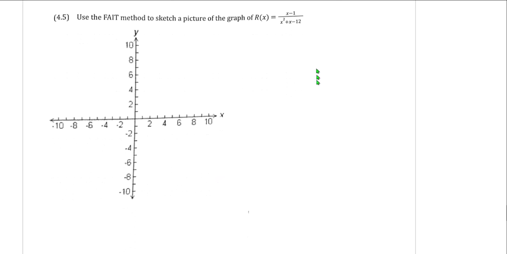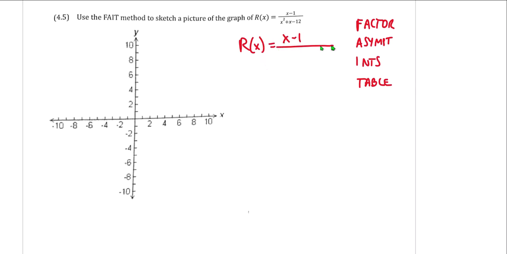And then finally, oh my goodness, the FATE method. What is FATE? We need to factor. We need to identify the asymptotes. We need to identify the intercepts. And then we need to do a table of values. We kind of did this on a previous example or two. So what does that mean here? That means, I'll try to do this as neatly as possible. It means we first need to factor the denominator, so let's do that.